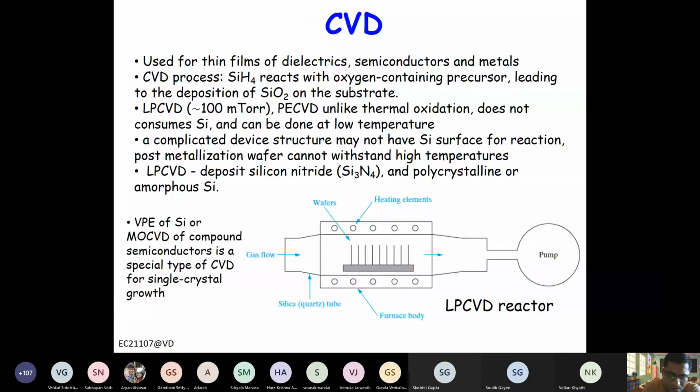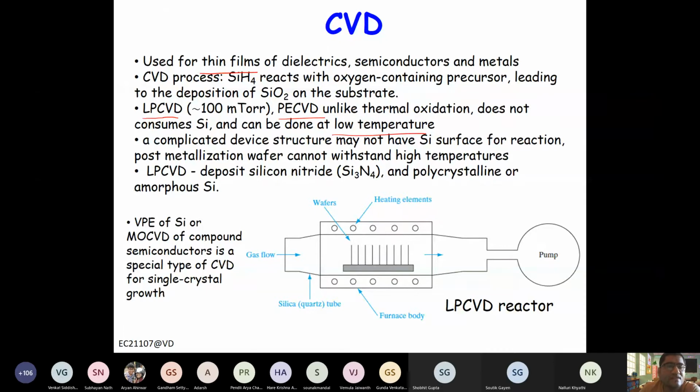There are two types typically. One is low pressure CVD, the other is plasma enhanced CVD. Of course, unlike oxidation, they do not consume silicon, and they can be done at lower temperature. Another characteristic is that since they are done at lower temperature, they have good control, so you can use them to grow thin films. In oxidation, it is a little difficult to precisely control the thickness. Of course, dry oxidation you can do, but it's very slow.